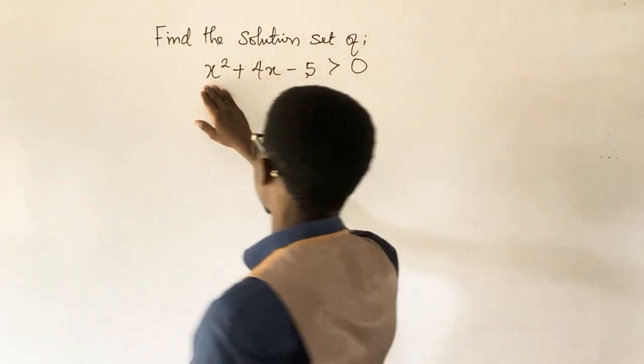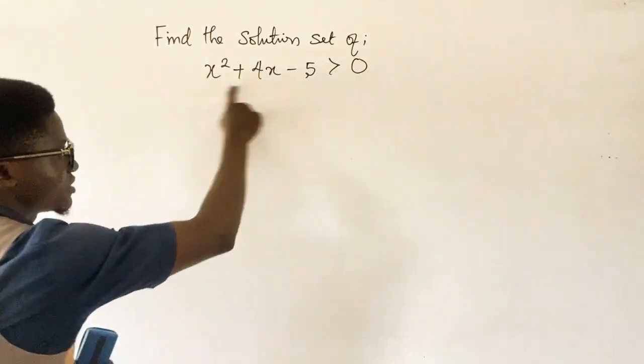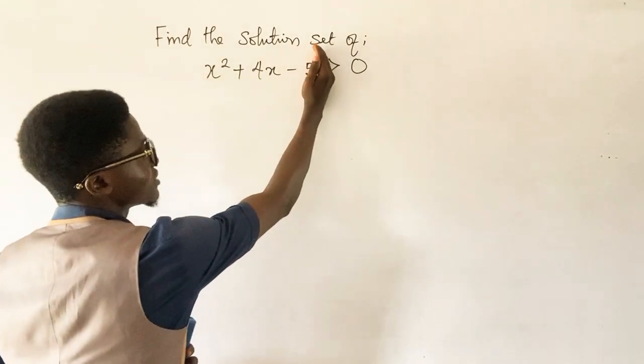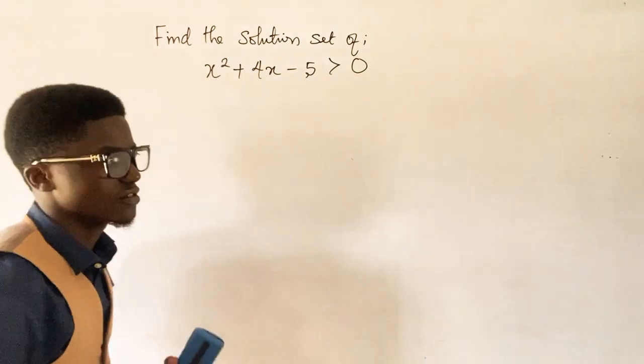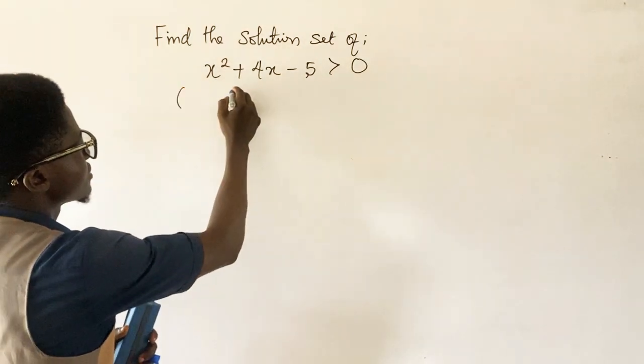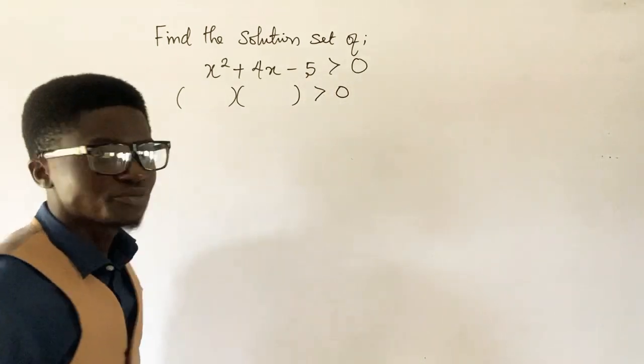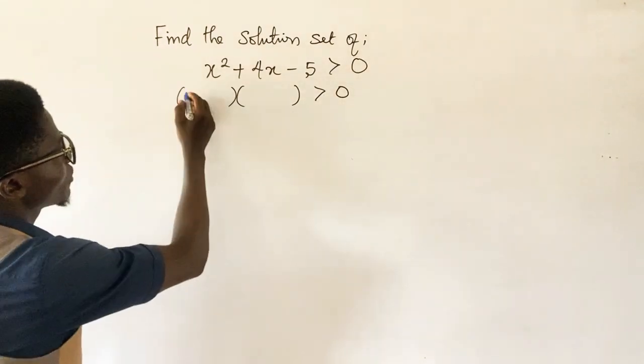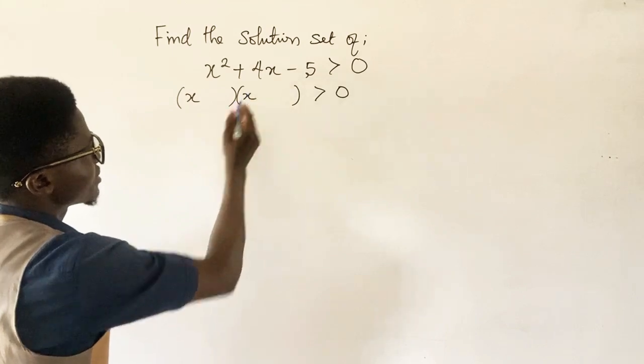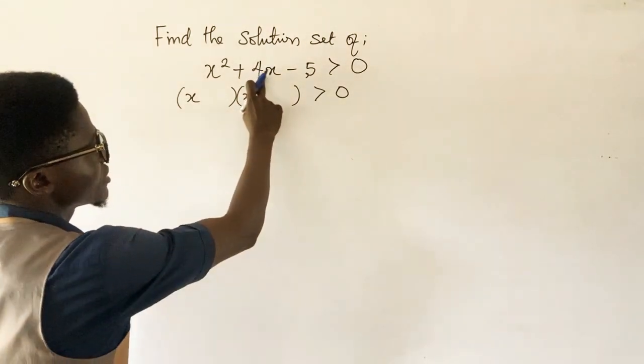First and foremost, let's solve for this. Let's factorize this quadratic expression, only this quadratic expression. When we want to factorize in a very fast and quick way, we put our x here, and our x here. Our sum here is plus 4.